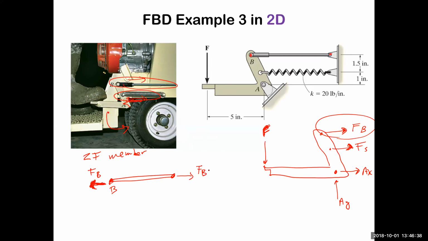And when you have a two-force member, how many unknown forces are acting on this thing? Sorry? 0? Well, before you solve for FB some other way, there's at least one unknown on there, right? Is there another unknown force on that thing?